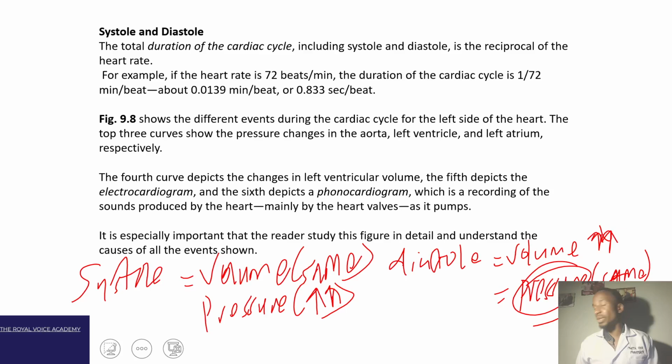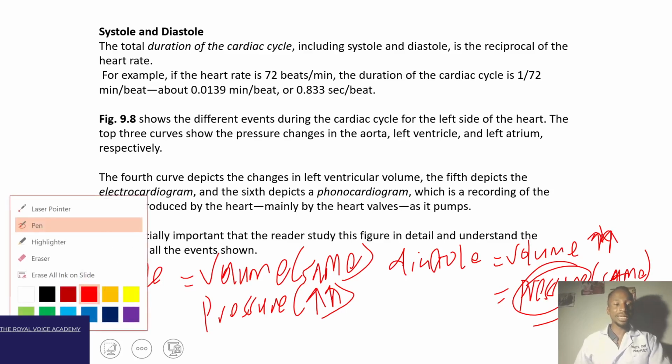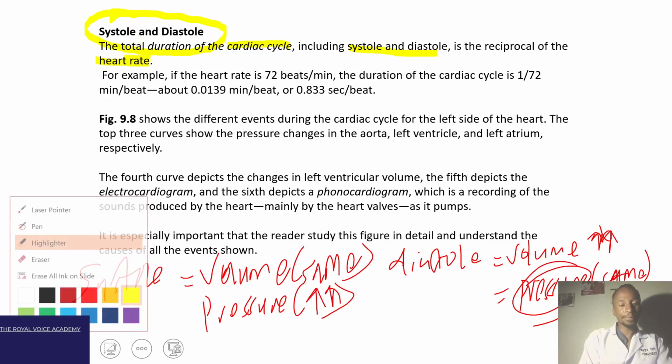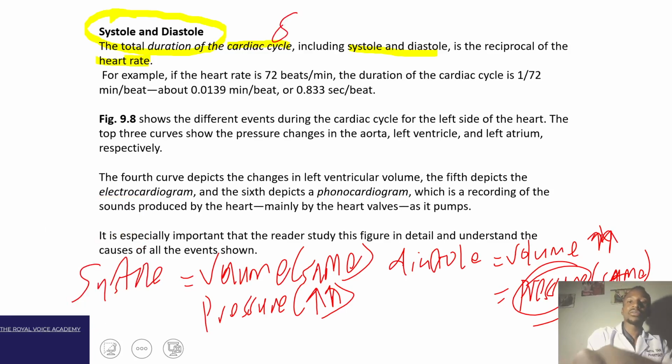That is also something that maybe you need to understand even as we go into this. So let me get my highlighter. So the total duration of the cardiac cycle, including systole and diastole, is the reciprocal of the heart rate. Now, the normal heart rate could be about 72 beats per minute. Now, the cardiac cycle is simply cycling from systole to diastole. So let me get my pen. So you have your systole here and you have your diastole here.